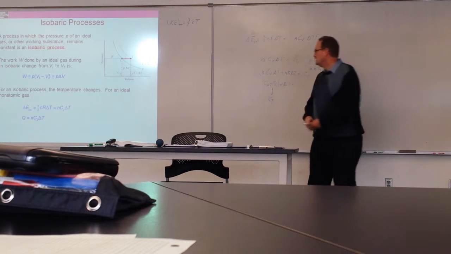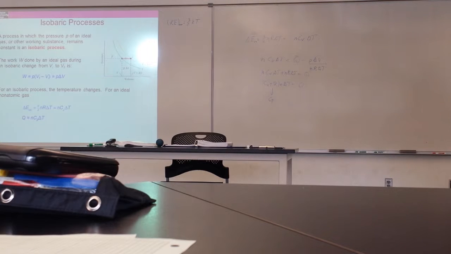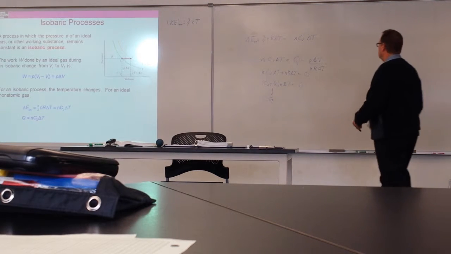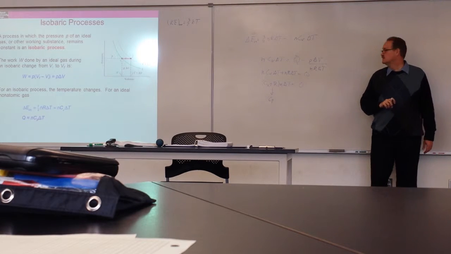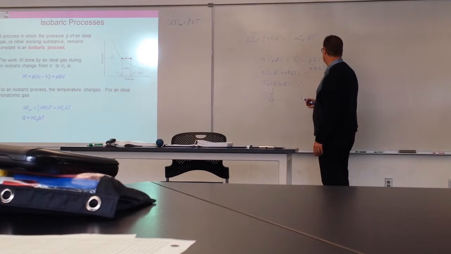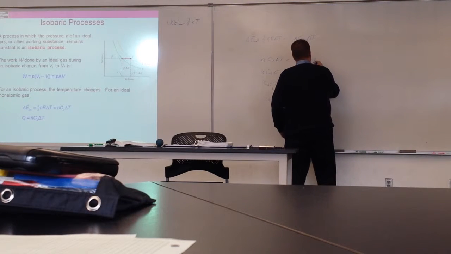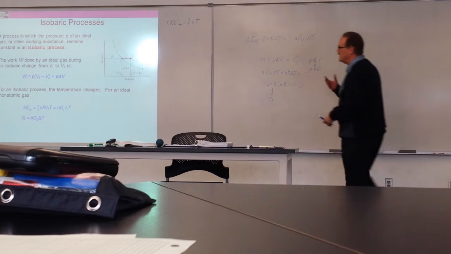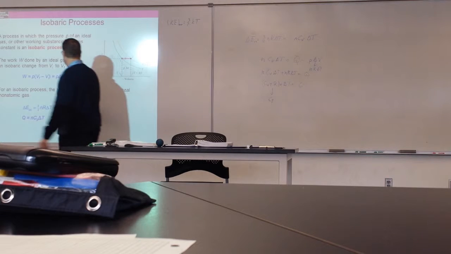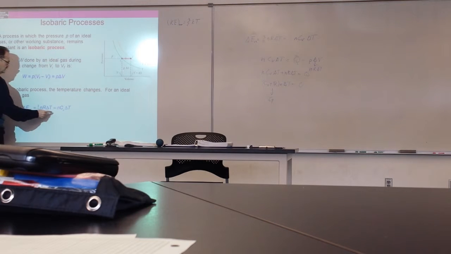You said P delta V equals nR delta V. P delta V equals nR delta T from the ideal gas law. Okay, because it looks like you divided by nR delta V. There, I'm substituting. So, for isobaric processes, the work is equal to P delta V, the change in internal energy is n CV delta T, and the Q is n CP delta T.